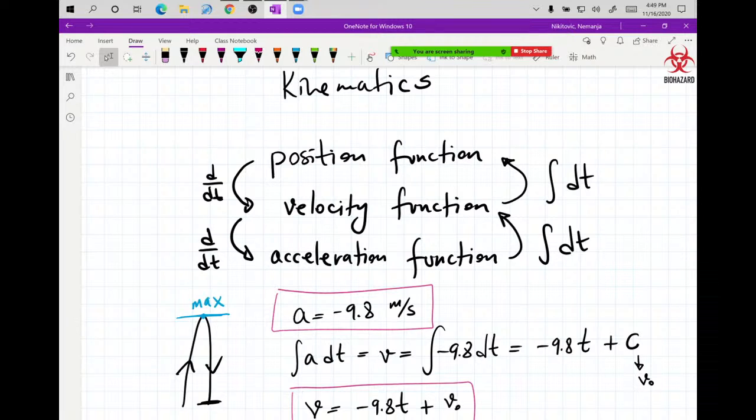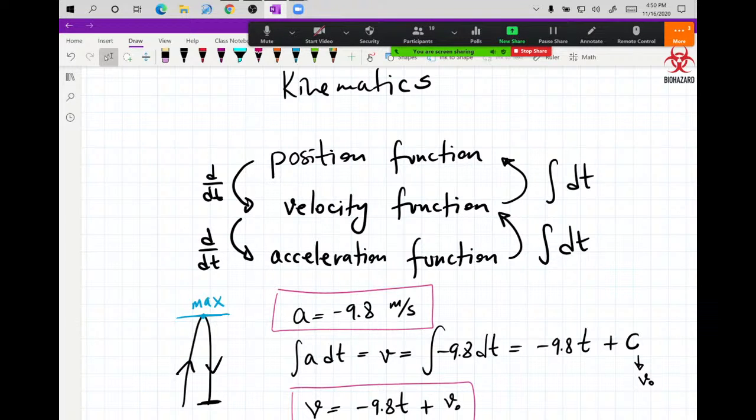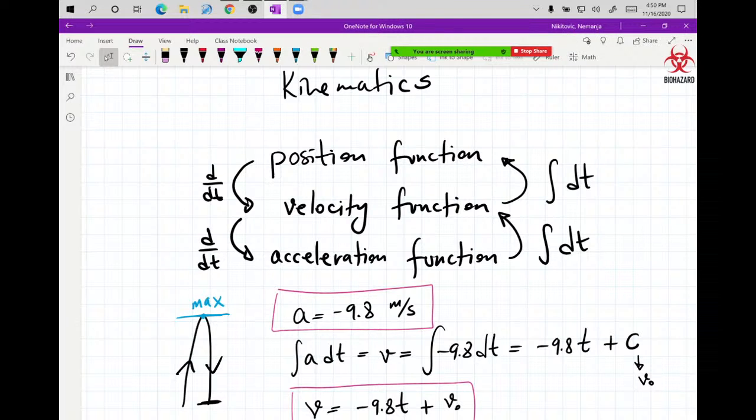Anyway, if you are given acceleration, you can integrate twice. If you're given a position function, you can differentiate twice to get the other two functions. And if you're given velocity, you do one derivative to get acceleration, and you do one integral to find the position, because you have to go both ways. And yeah, that's it for 4.9. That's it for chapter 4.